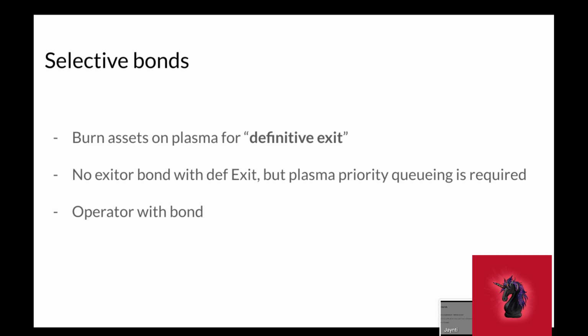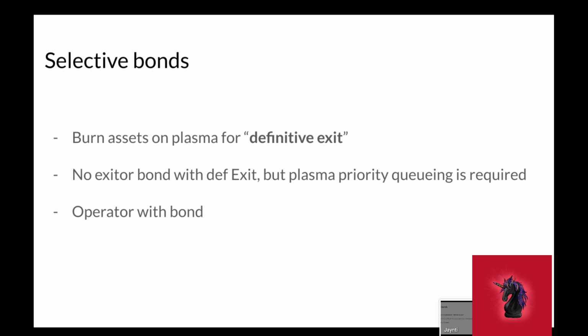I already bonded my tokens on the sidechain, and you need to provide proof. So let's say if the operator cheats here, and it allows a user to make a transaction, even if you made a definitive exit, you can actually challenge or maybe start an exit from your Plasma in that case.